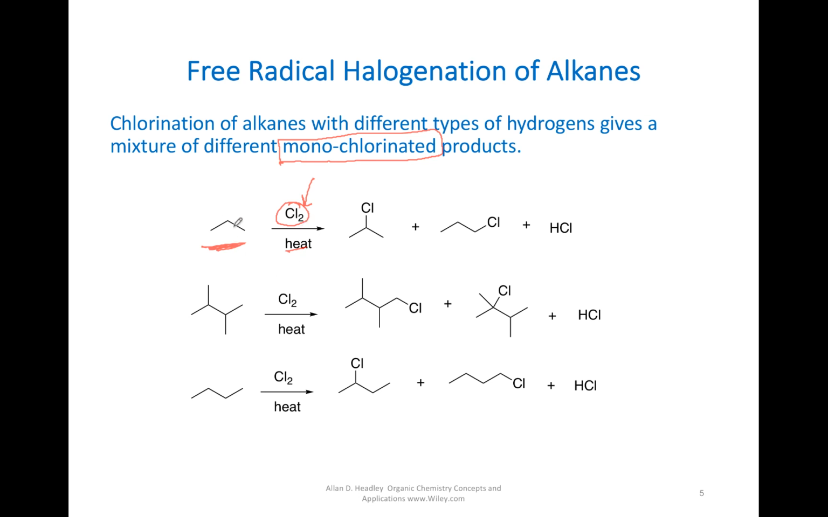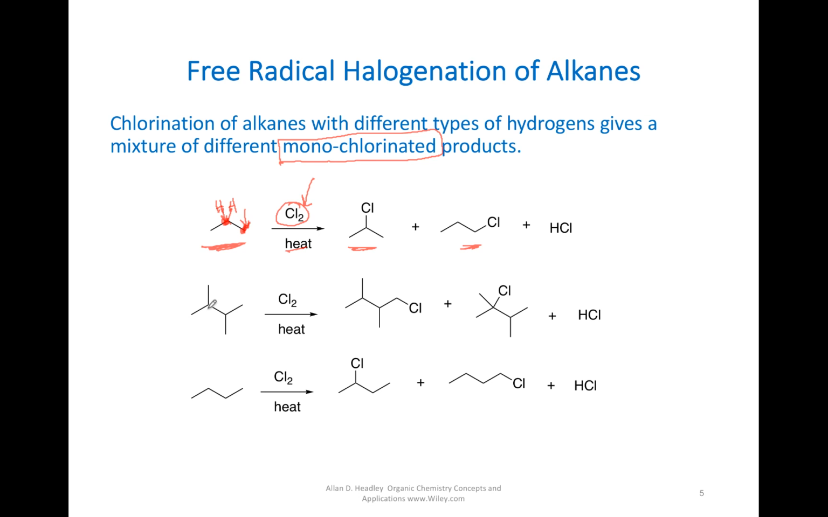As you can imagine, here are 2 hydrogens and here are 3 hydrogens. So the hydrogens here are different from the hydrogens here. So this is one product and this is another possible product. This is a secondary carbon with secondary hydrogens, and this is a primary carbon with primary hydrogens.